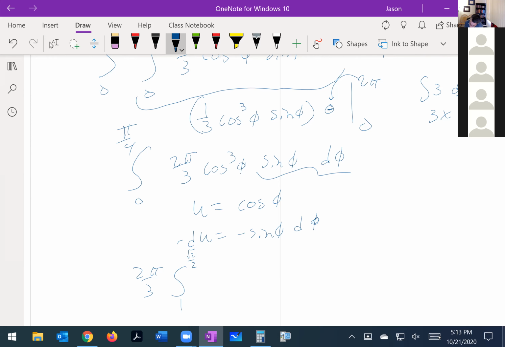Okay, and then, oh, did I integrate yet? No, that's right. Okay. Yeah, well, I didn't integrate yet. So this is negative u cubed, right? du. I think that's right. I'm going to go with it.